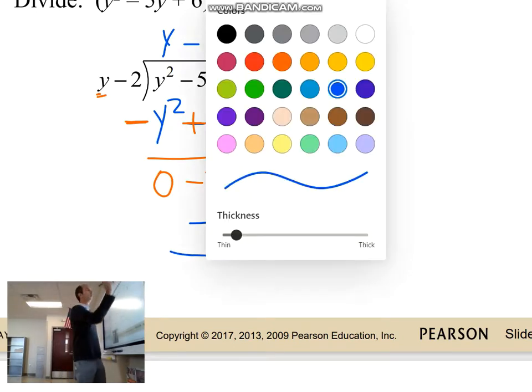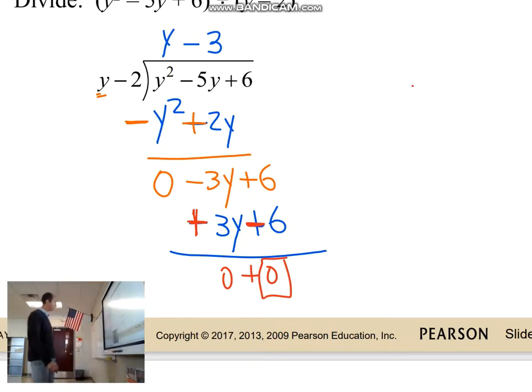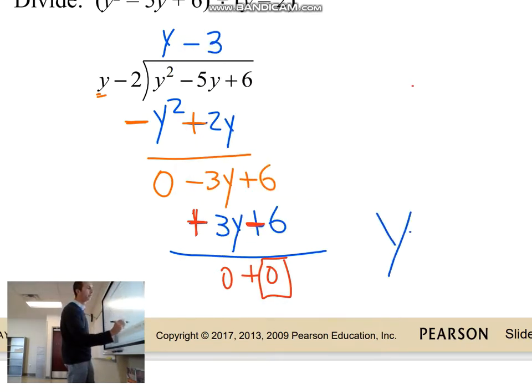And we are subtracting, so we're going to change this sign. What's negative becomes positive, what's positive becomes negative, and this is negative 3y plus 3y, 0, positive 6 minus 6, 0. Remainder, 0. The result of this division doesn't have any remainder. The result is y minus 3.